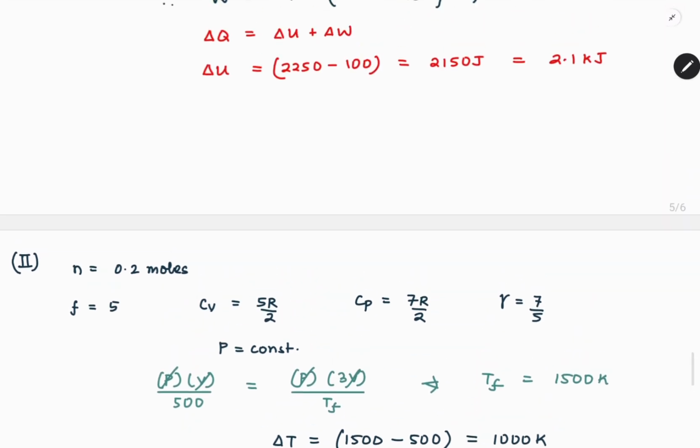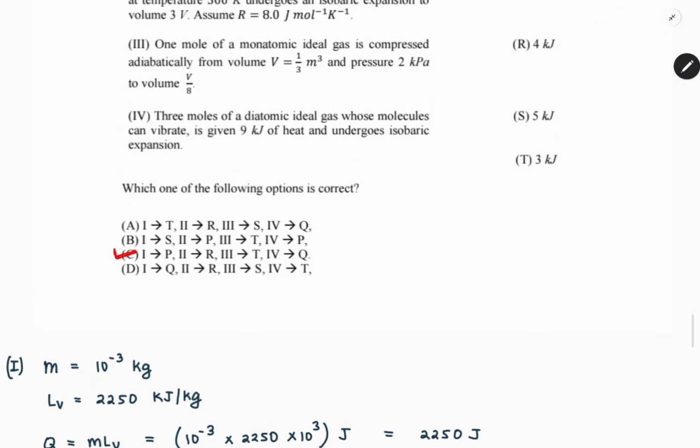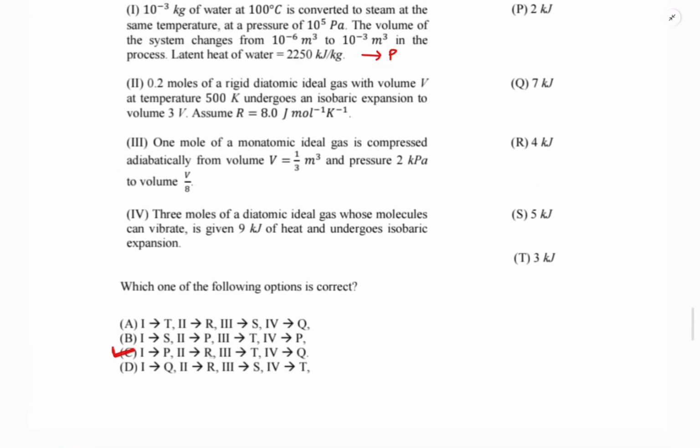So if we come back over here to check, 2 matches with 4 kilojoule, 2 matches with r. So 2 is matching with r, 4 kilojoule. So now let us deal with the third part.